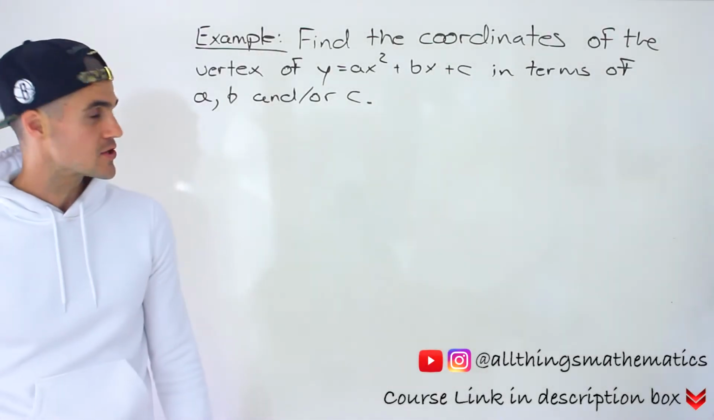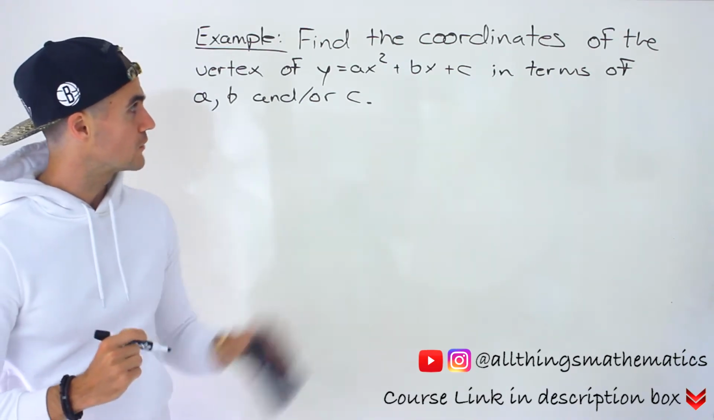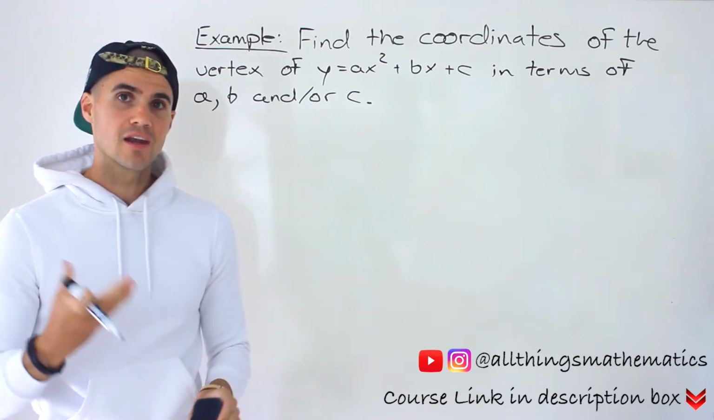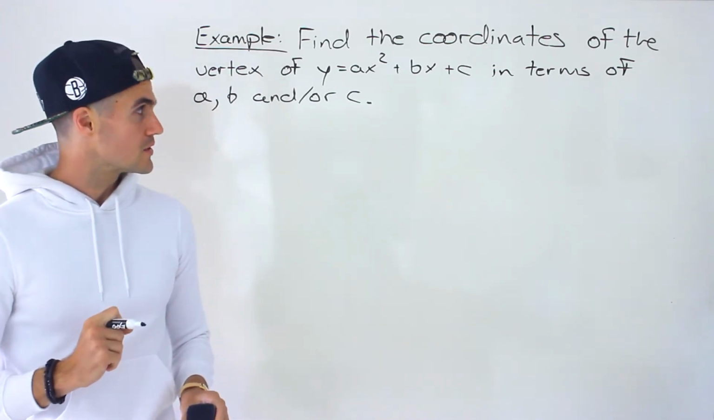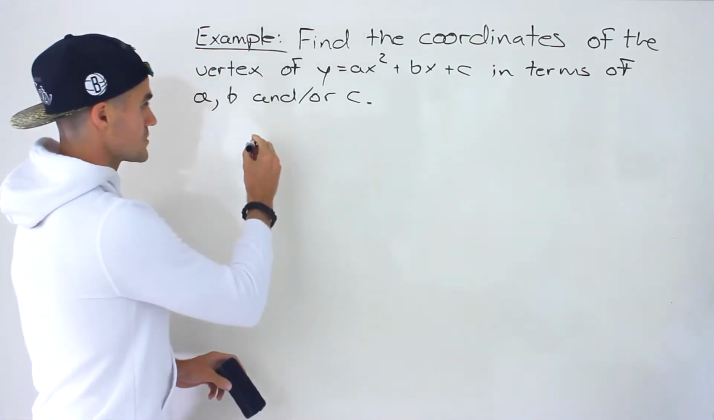Moving on to the next question, dealing with quadratics. So we've got to find the coordinates of the vertex of y equals ax squared plus bx plus c in terms of a, b, and or c. Notice in this case, we're going to be keeping it general. There's no numbers involved here.